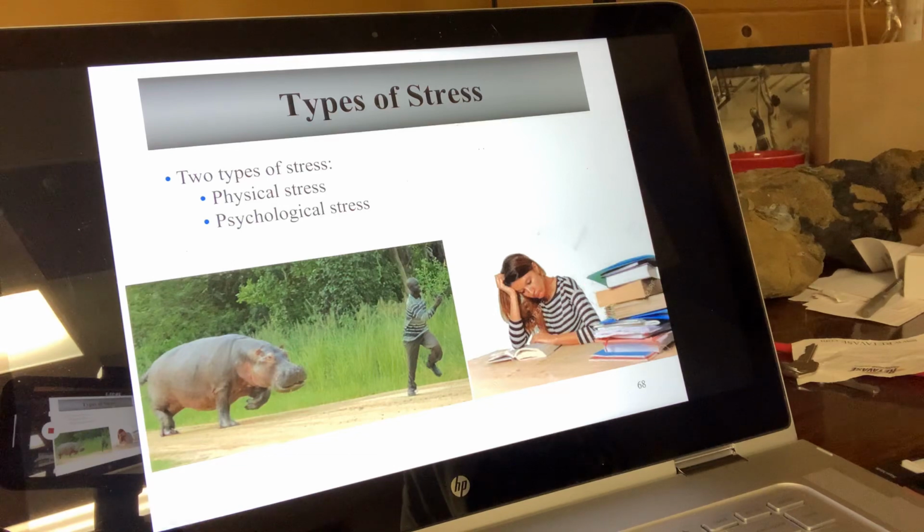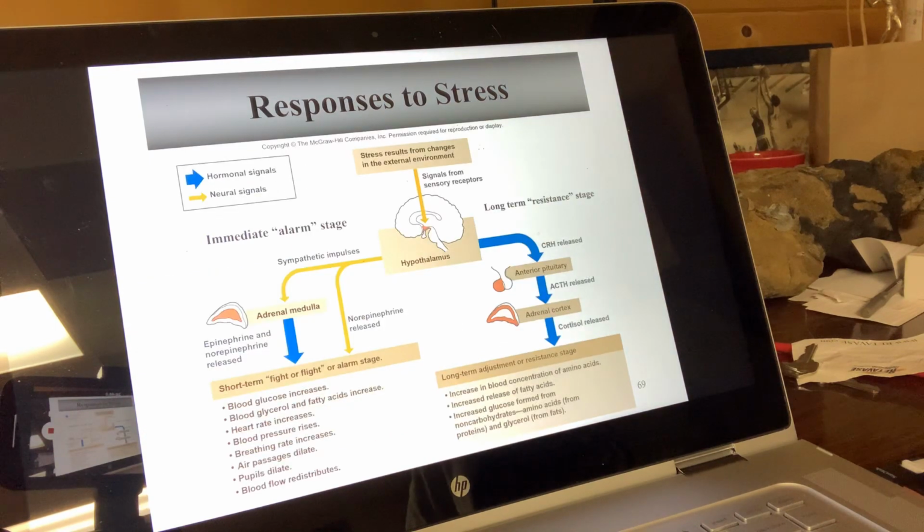So there's two types of stress: physical stress, like this man being chased by a hippopotamus, and psychological stress, you guys studying for tests. Both of these affect the brain. Both of these affect your body's metabolism in certain ways.